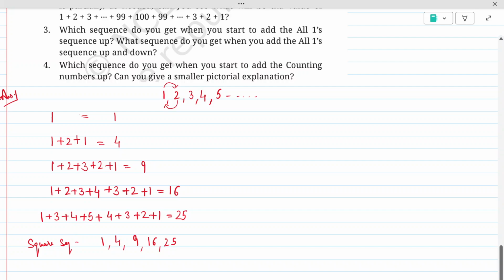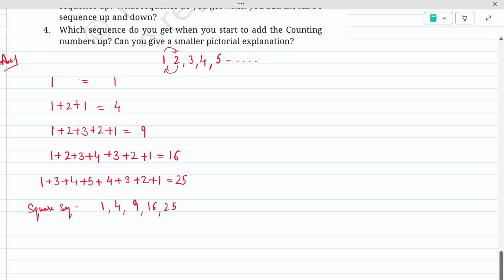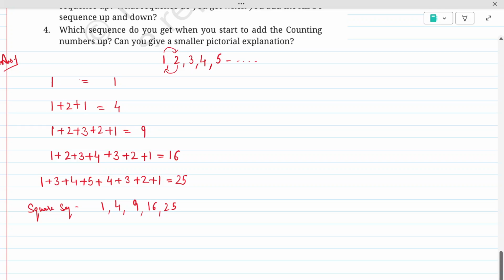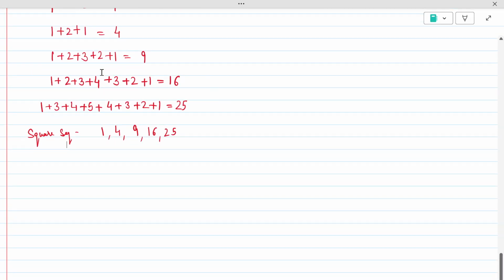Now, what we are supposed to do here is we have to pick these counting numbers and show it in the form of a square. And we did the same in our previous exercise also. So I'm going to repeat it again. First of all, we had 1, so I will make 1 dot. Then we had 1 plus 2 plus 1. So this is 1 plus 2 plus 1, which will give us a square of 4.